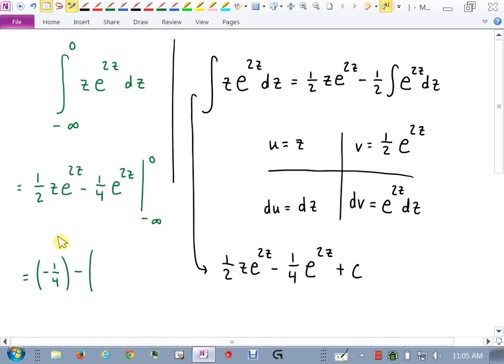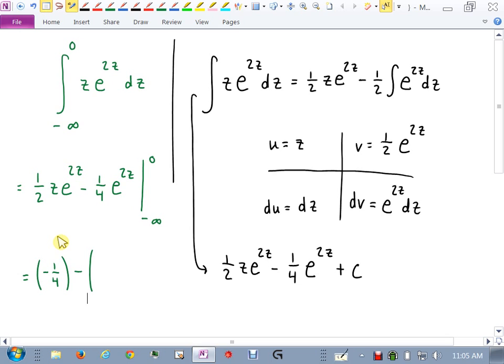Same thing, right? This one will go to 0. That's okay. That goes to 0. That's fine. The problem is that we have the z here in the front is going to go to infinity or negative infinity, and then this is going to go to 0. When you have infinity times 0, that's still what we consider to be an indeterminate form.